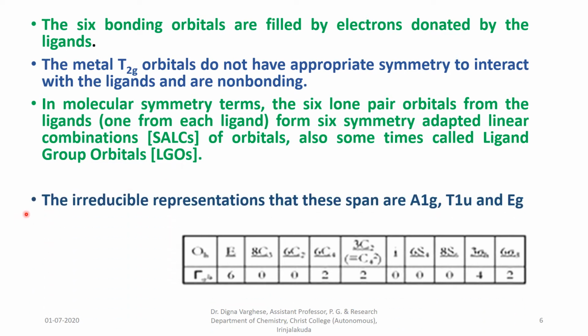The irreducible representations that these span are A1g, T1u and Eg. That is actually the 6 ligand group orbitals: A1g 1, T1u 3 and Eg 2. Total 6 ligand group orbitals, each containing a lone pair, that means a total of 12 electrons, which is donated to the metal orbitals. These are actually the reducible representation that we can obtain from the character table.